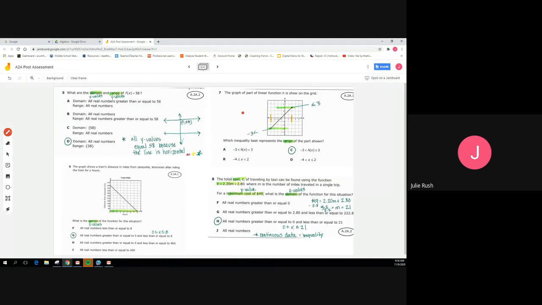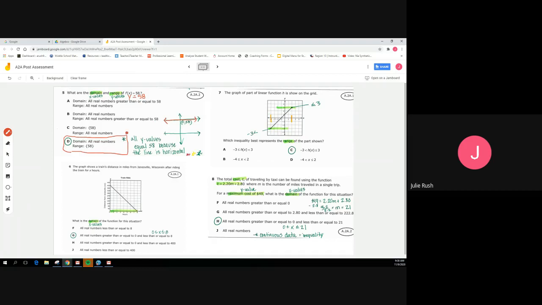Question 5, what are the domain and range of f of x equals 58? Remember that f of x is just another way to write y. So this is y equals 58. If I typed it in my calculator, I would get a graph of a horizontal line crossing at 0, 58 right up here, which you'll see on my drawing. All y values are equal to 58 because the line is horizontal. So I am going to pick a range that is 58, which means my answer has to be D.